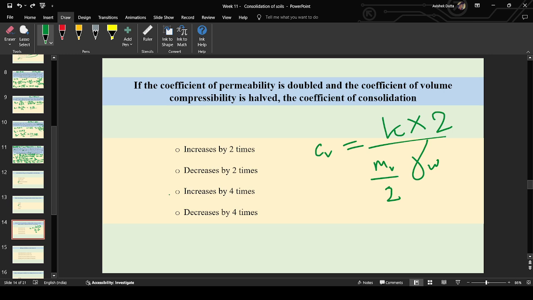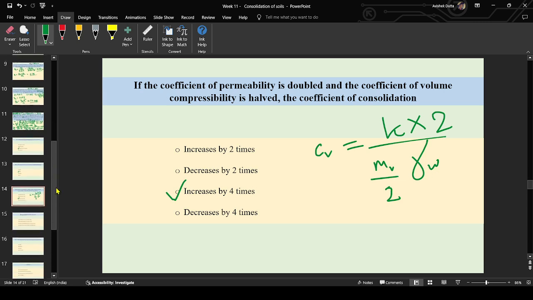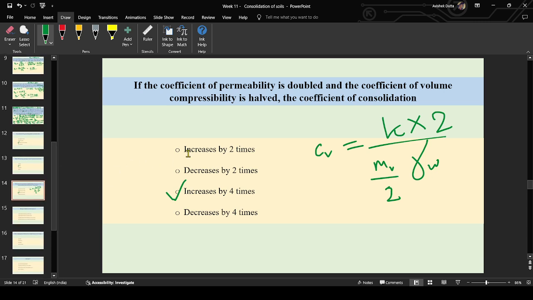Yes, sir, it increases by 4 times. I think your voice is breaking a bit, but I could hear you now. So if the coefficient of permeability is doubled and volume compressibility is half, the coefficient of consolidation increases by 4 times. Okay.